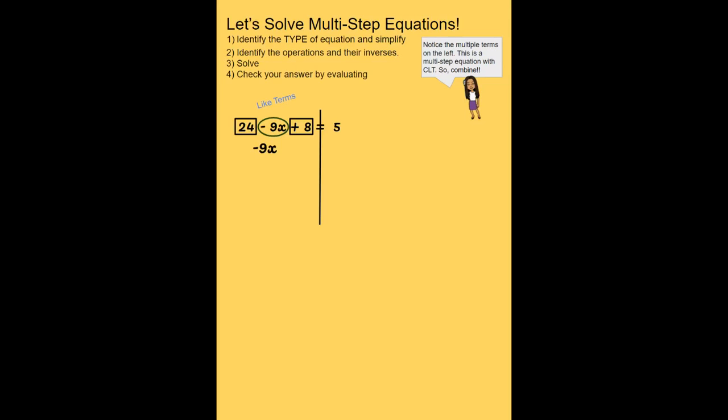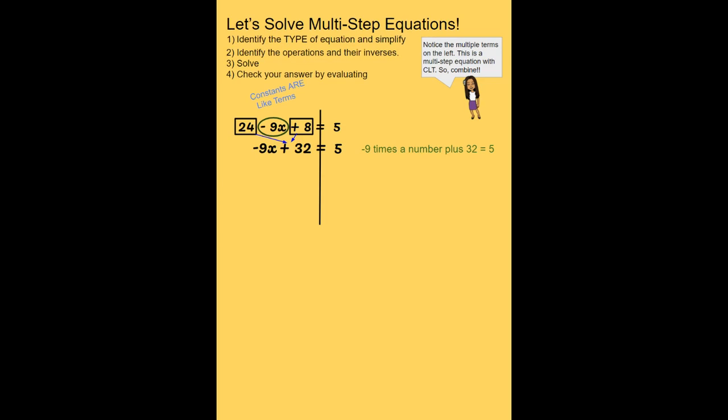Notice 24 and 8 are like terms. They are constants. Constants are like terms and can be combined. So 24 and positive 8 equals positive 32. Let's bring down the equal sign and the 5. Now, negative 9x and 32 cannot be combined. So let's write down what this equation says starting from the left. Negative 9 times a number plus 32 equals 5.